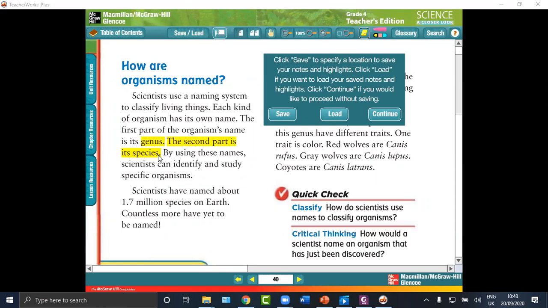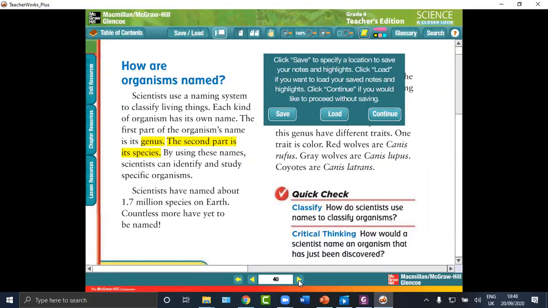Iyad. Yes, Iyad. Read from one trait is color. One trait is color. Red wolves are Canis rufus. Gray wolves are Canis lupus. We examine this point: there's a difference in color. Red wolves are Canis rufus. Gray wolves are Canis lupus. Coyotes are Canis latrans. Yes.